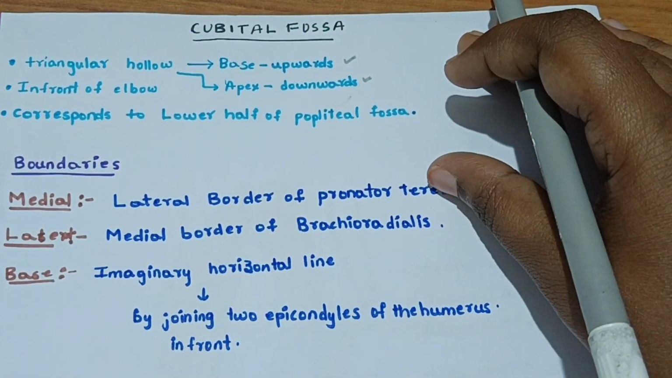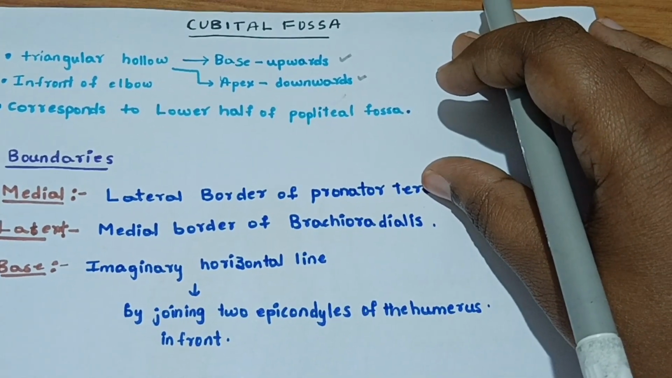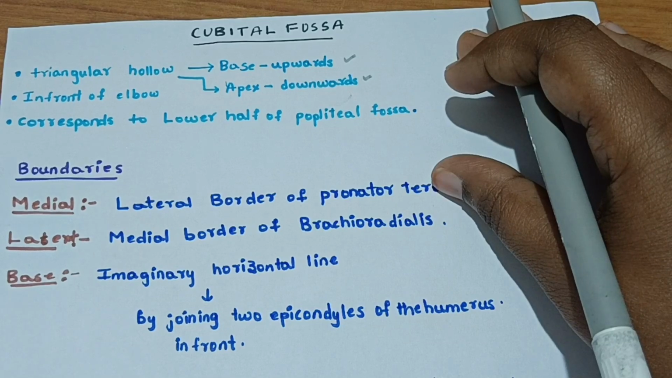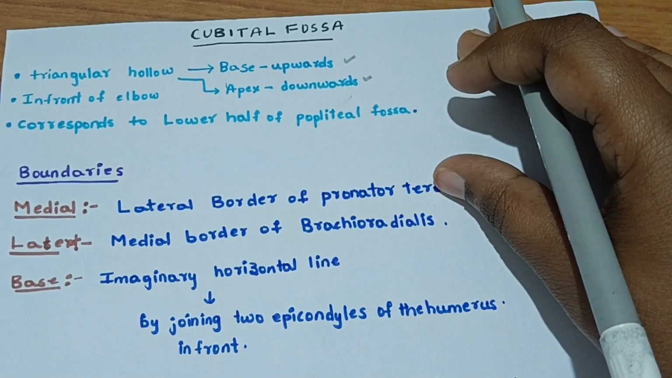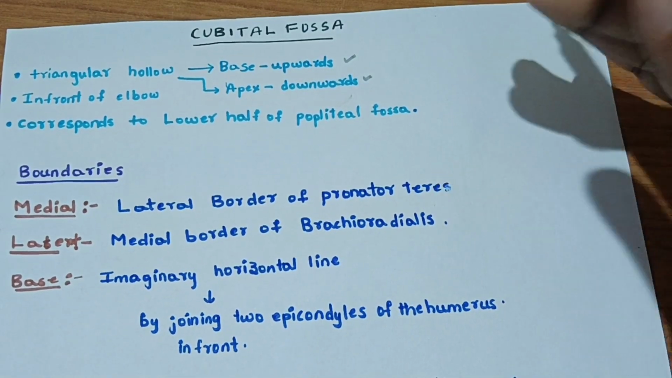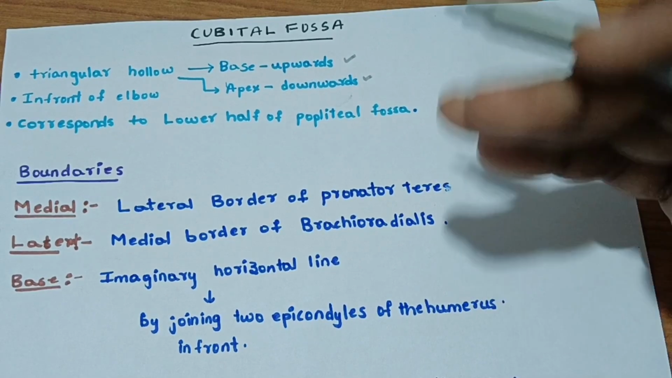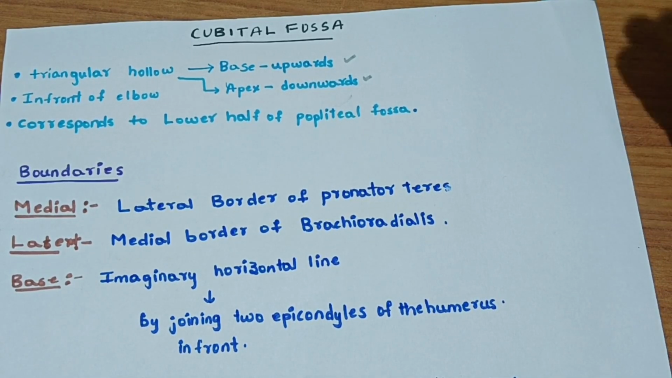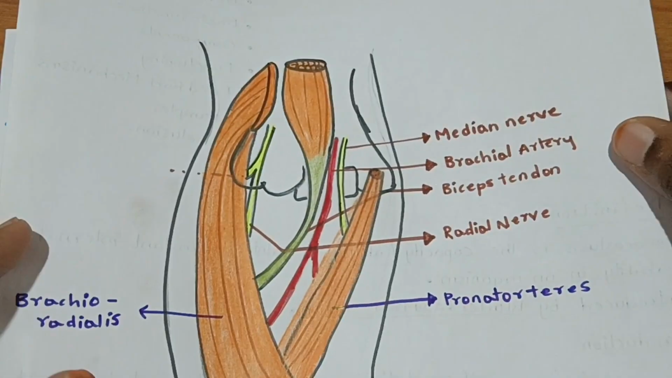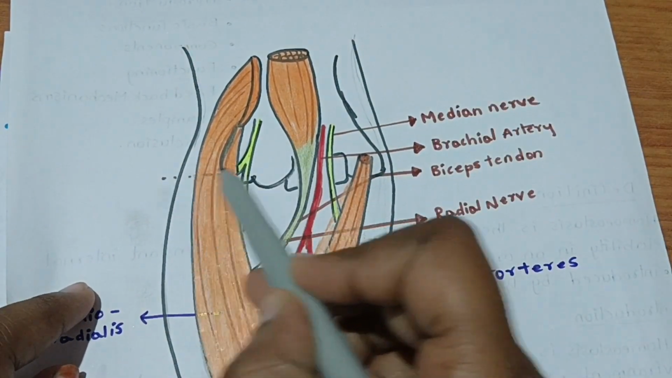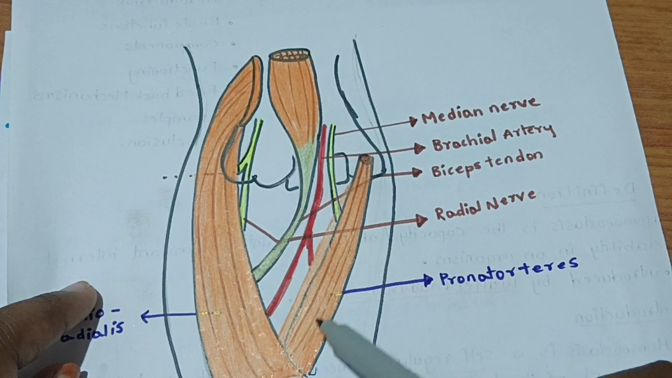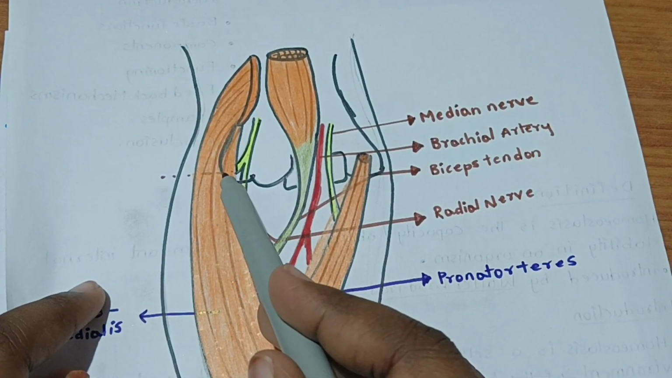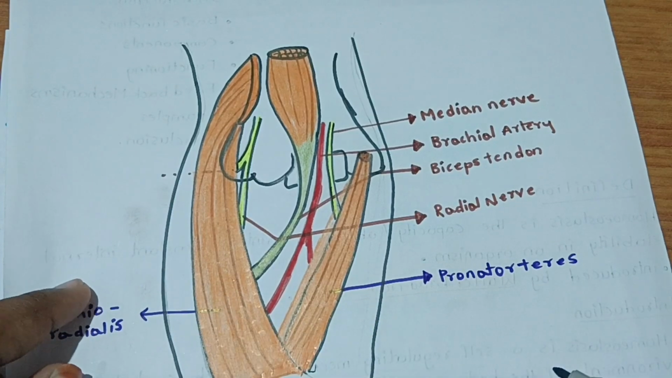It is a triangular fossa. It corresponds to the popliteal fossa in the lower limb. In the lower limb we have the popliteal fossa behind the knee joint, whereas the cubital fossa is present in front of the elbow. This is the base and here it is the apex. So it is a triangular fossa present in front of the elbow joint.